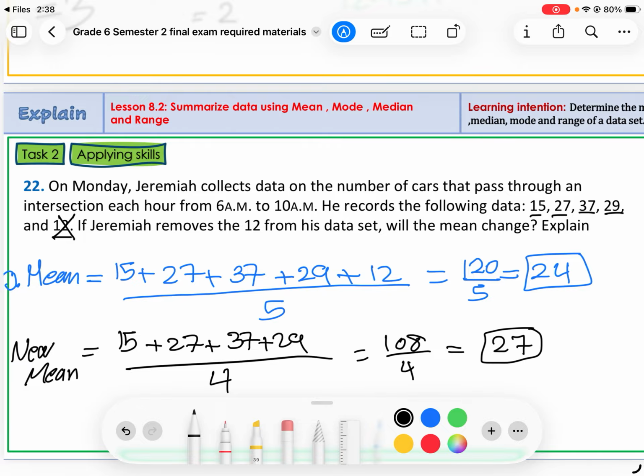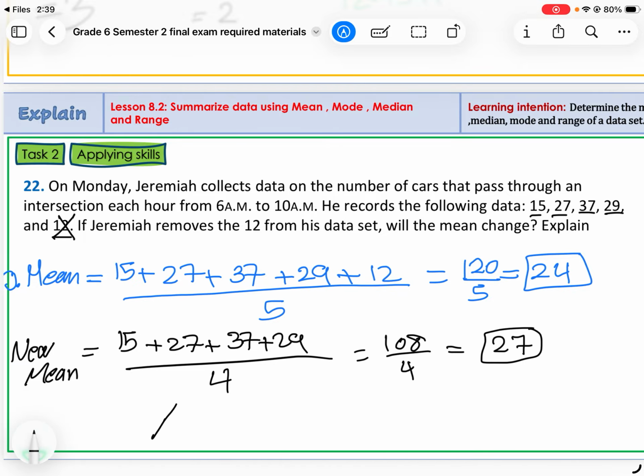So will the mean change? Your final answer, you should say yes. What happened to the mean? It was 24, then became 27. So the mean will increase. Okay, you guys? This is how you can solve such a question. You must find the original mean and the new mean, and then you compare them.